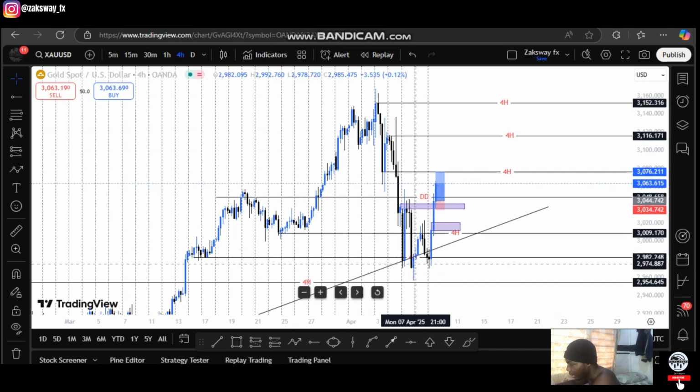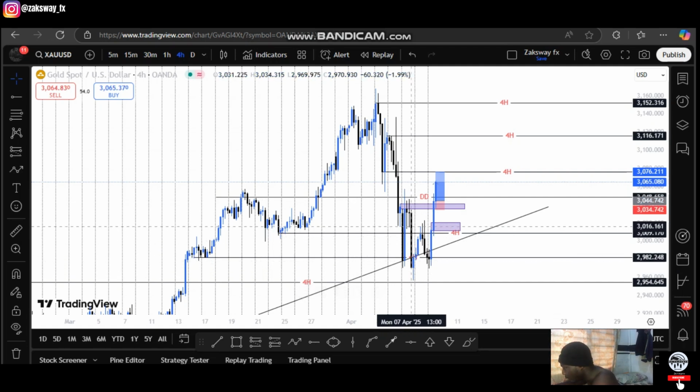So I was expecting price to keep selling from here, but then look what happened. After getting to this zone, price rejected to the upside, came back down and reacted to the same level that it had been reacting to. So this was my third reaction.